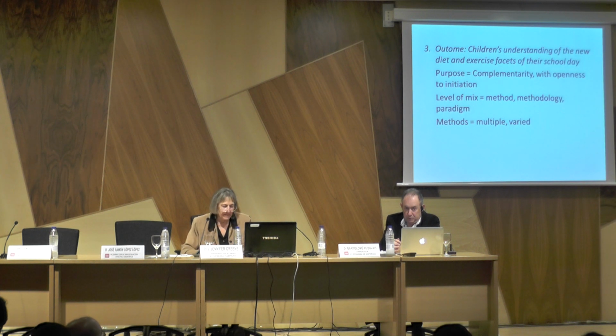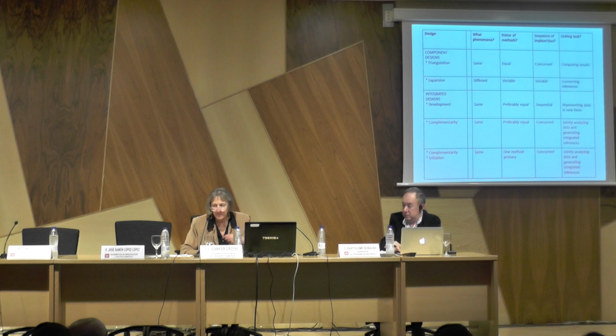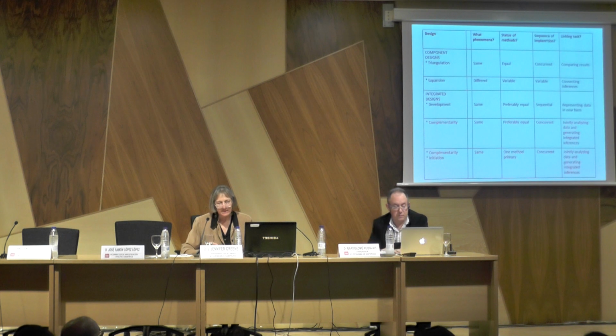So the level of the mix could be at all three. The methods could be multiple and varied. And again, we have the same complementarity row as well as the initiation row highlighted in the same matrix, indicating that we realize that with this particular mix, we may get some dissonant results because children's sense making, I think, is somewhat unpredictable, and we can't always assume that they will understand the program as it was designed.